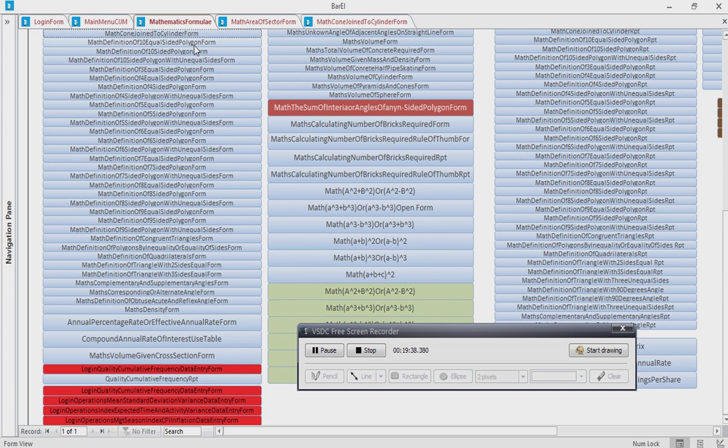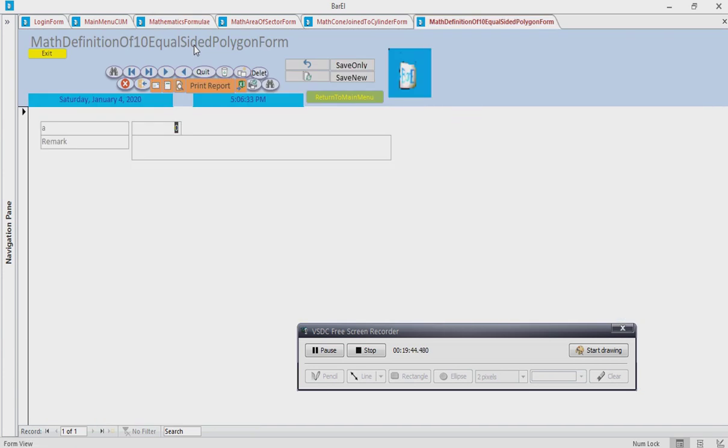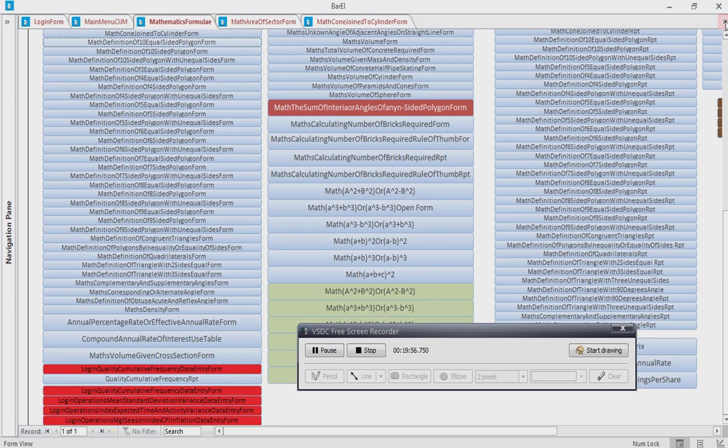Math definition of a 10 equal-sided polygon. The definition of a 10 equal-sided polygon: let us say 10 is a regular decagon. So you can say all these are the definitions.